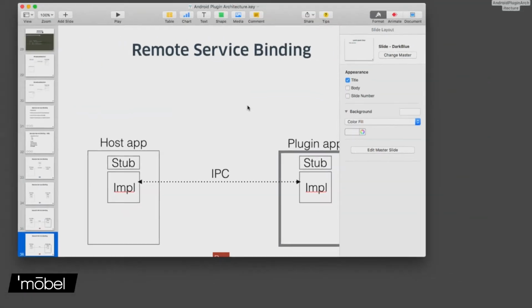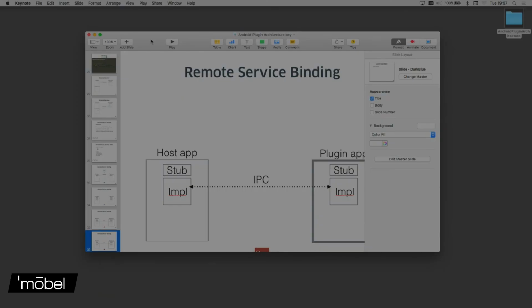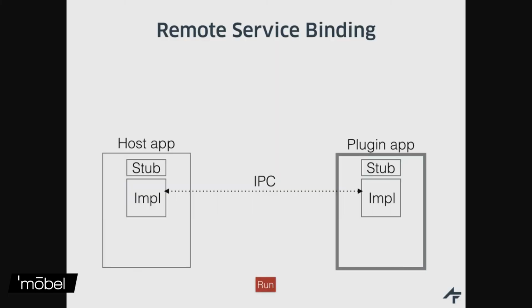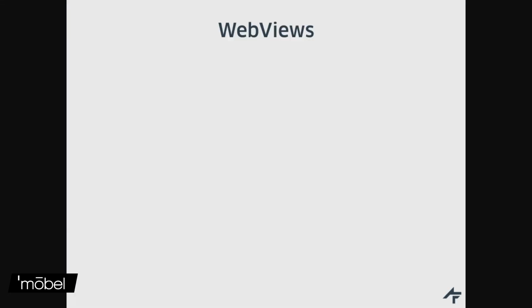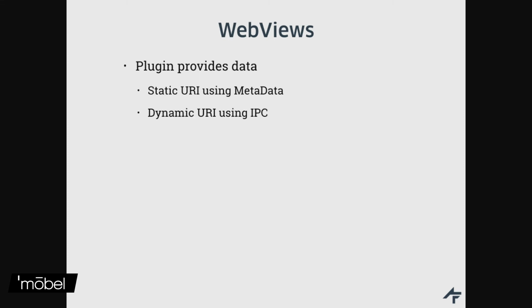So GUI plugins. We only talked about data now, but can I provide some UI to our host app? Web views maybe? I hear a lot of you don't like web views, yeah, me neither. But the plugin provides data, maybe a static URI using the metadata, then the plugin doesn't need to boot up. Or a dynamic URI using the inter-process communication, the two methods we saw with the broadcast receiver or the service. And then your host has a web view that loads the data.